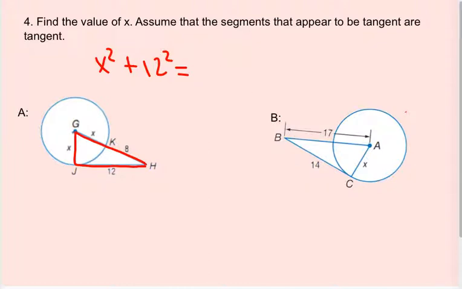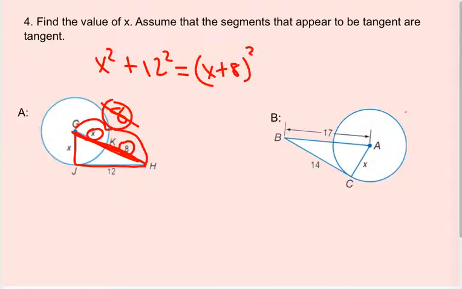This isn't 8. This length right here is not just 8. This is going to be x plus 8, so that's x plus 8 squared. Okay, so now solving becomes a little bit trickier. All right, so x squared plus 144.